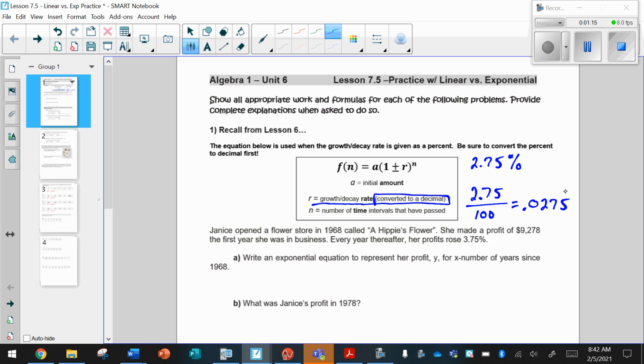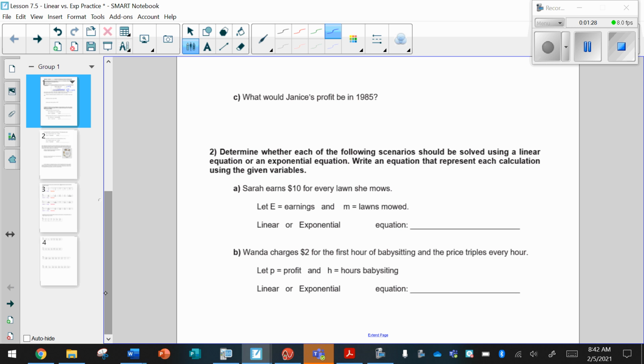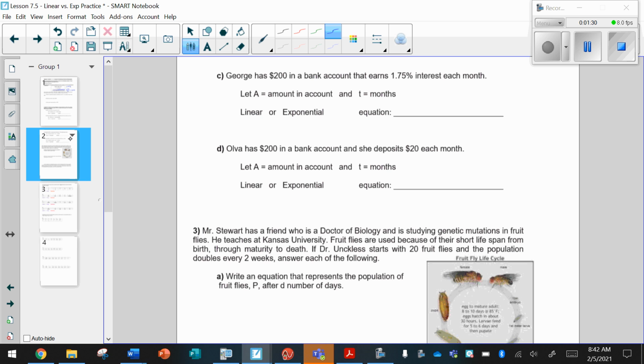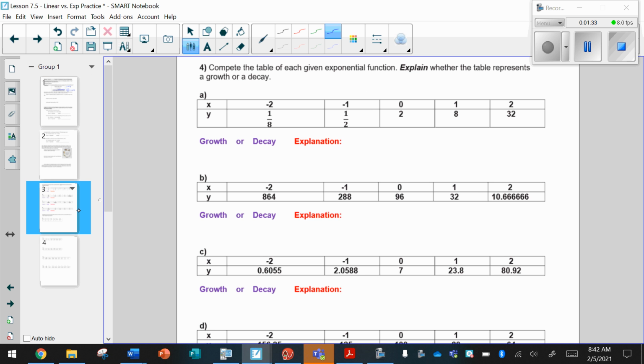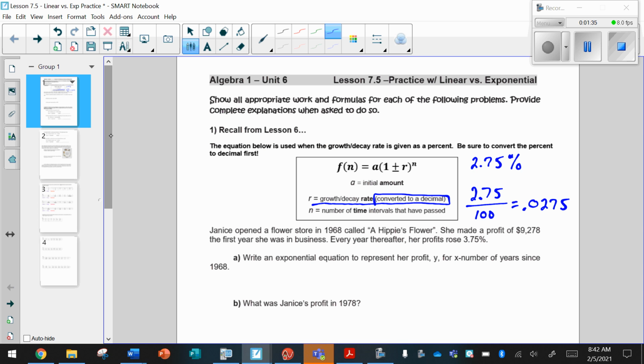Now, if this is a percent growth, we'll use 1 plus our decimal. If this is a percent decay, we'll use 1 minus the decimal. In one of the previous packets when you were practicing this, I gave you a formula and you had to pick out whether it was a growth or a decay and find the percentage rate. So you could take the 1 plus r and set it equal to the formula.